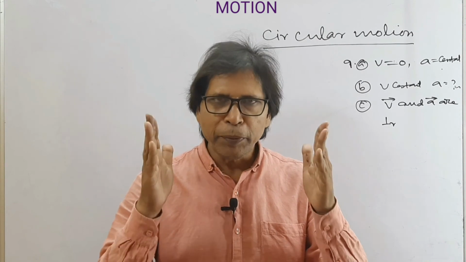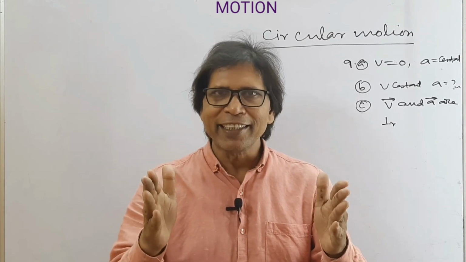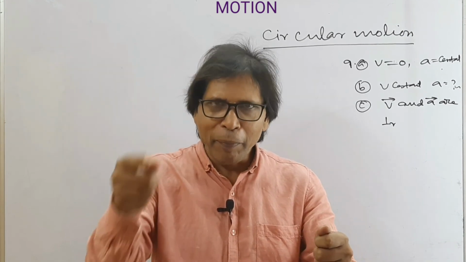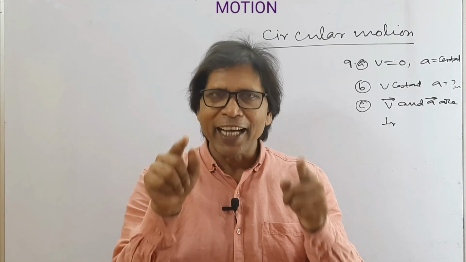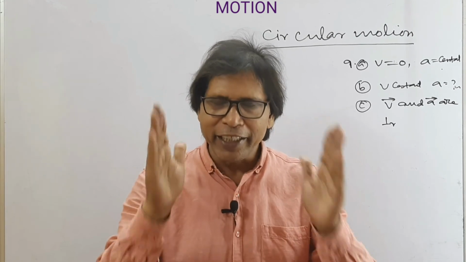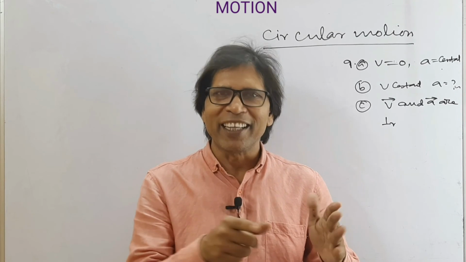Okay? When the speed of a particle is constant, can there be an acceleration? In uniform circular motion, when a particle rotates with constant speed, it has acceleration known as normal acceleration or centripetal acceleration towards the center of the circular path.